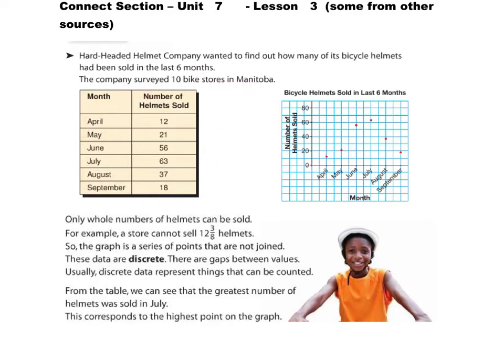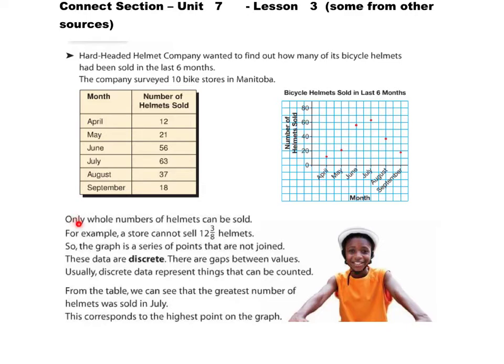Remember, a table is not a graph, it's just a chart. And it's a different way of collecting the data, not displaying the data. Okay, so in April they sold 12 helmets, May 21 helmets, June 56 helmets, July 63 helmets, August 37 helmets, and September 18 helmets.